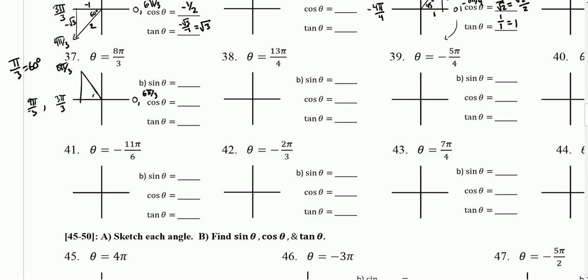So here's my triangle, 60-degree angle. Hypotenuse 2, this is going to be negative 1, this is root 3. So the sine of theta is positive root 3 over 2, cosine is negative 1 over 2, tangent is root 3 over negative 1, which is just negative root 3.